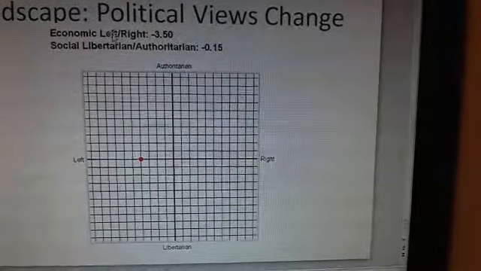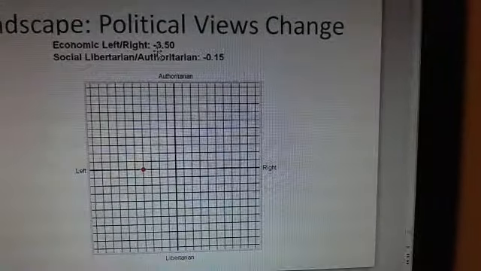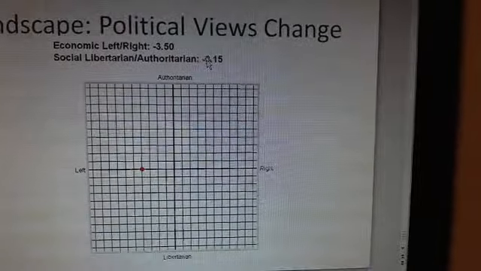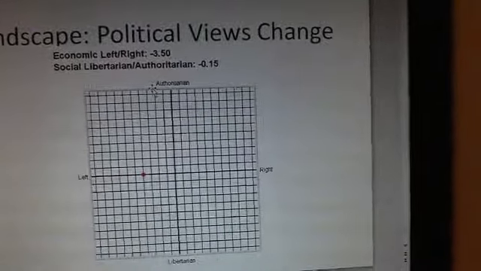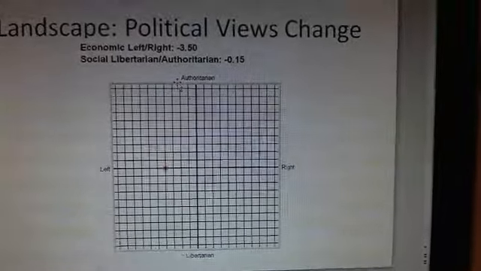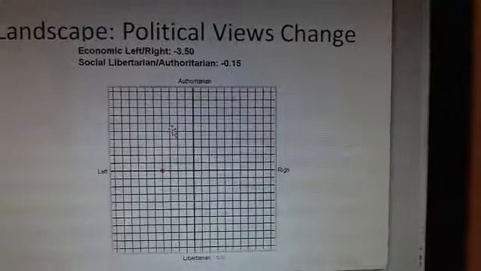Your economic right/left score, and it'll give you a negative or a positive number, and then a social libertarian/authoritarian score, it'll give you a negative or a positive number. This, just FYI, is not my score. It's something somebody posted on the internet, and I just wanted a blank photo of this for the PowerPoint.